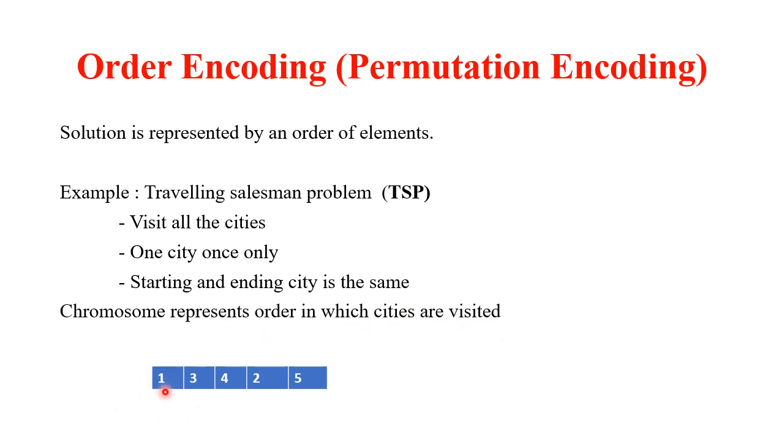For example, we consider 5 cities: 1, 3, 4, 2, 5. What are the other permutations possible? We can go with 1, 4, 3, 2, 5. Or another way of visiting cities can be 1, 2, 3, 4, 5.